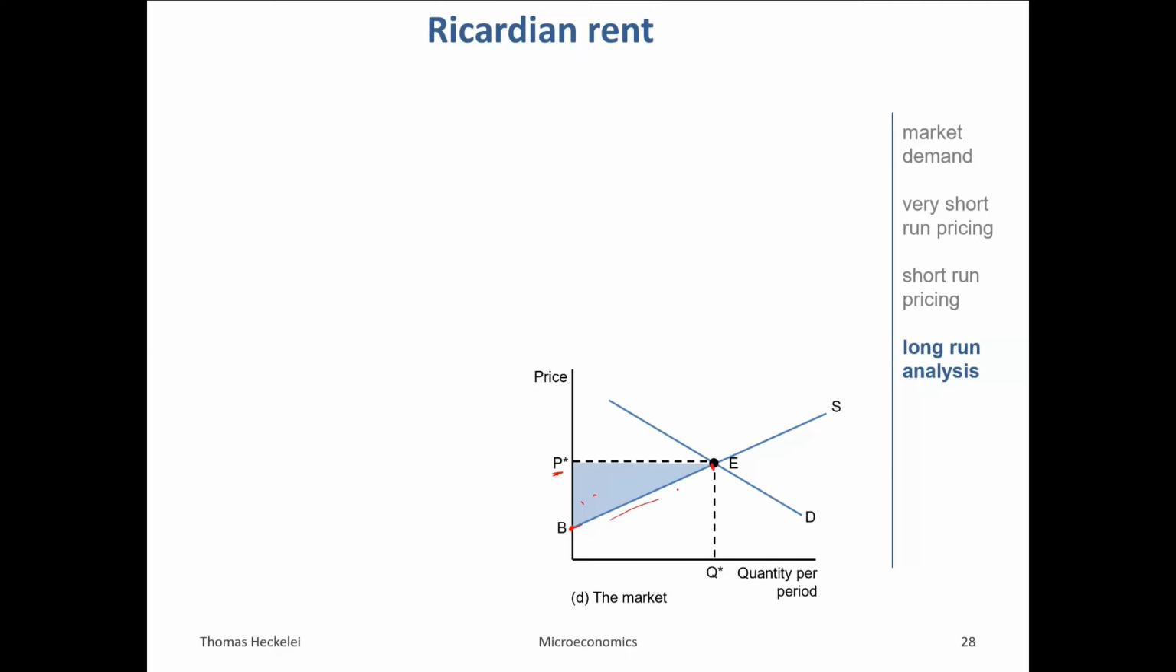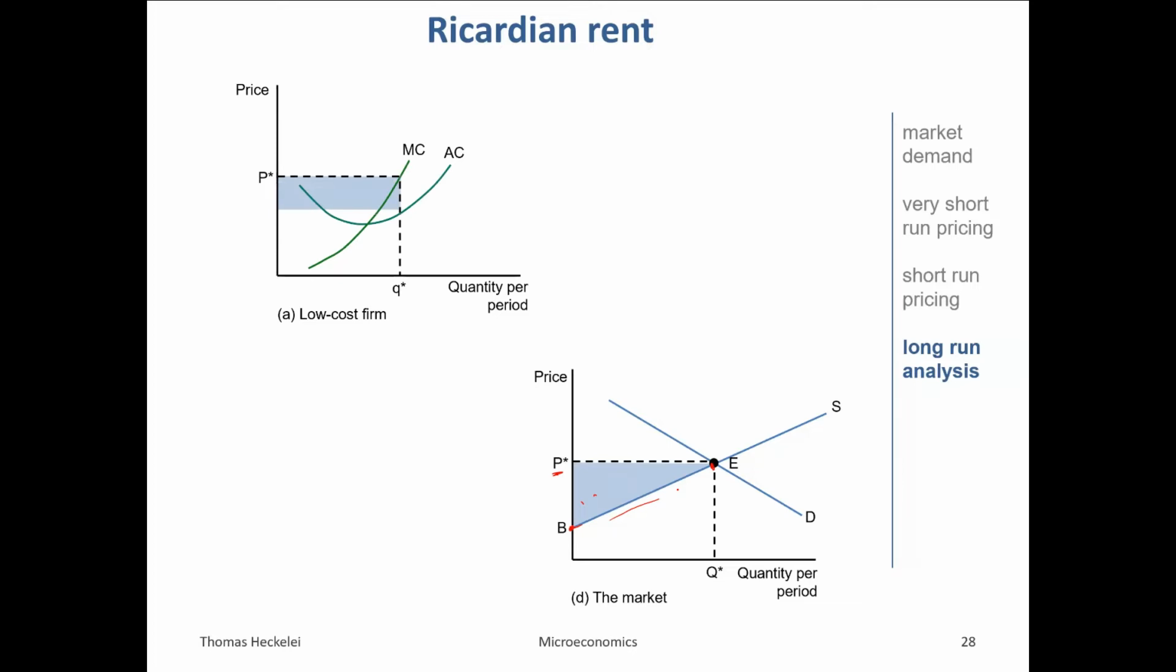Now, where does it come from in the long run situation with Ricardian rent? This is for the low cost firm, where they earn quite a lot of profit, this blue area, where MC equals P, where they determine the output quantity above the AC. So they have quite a lot of profit over here.